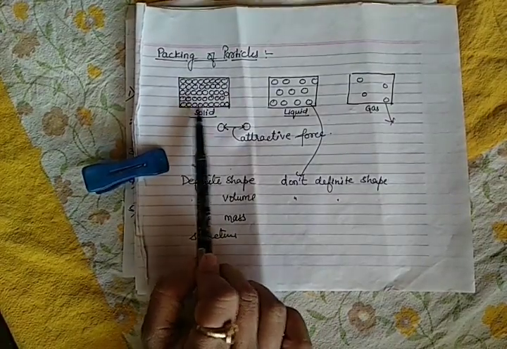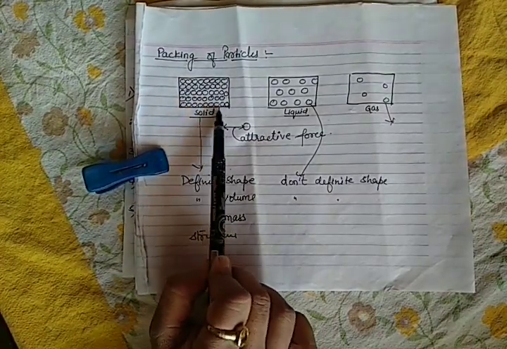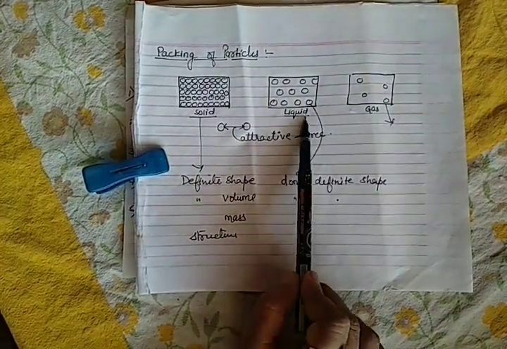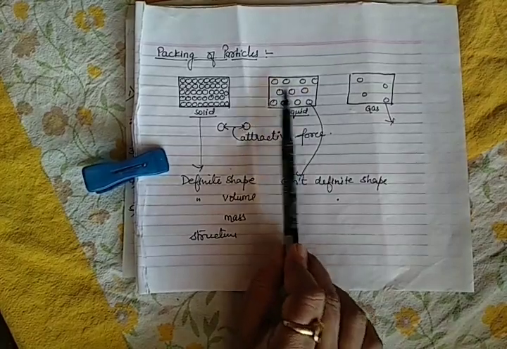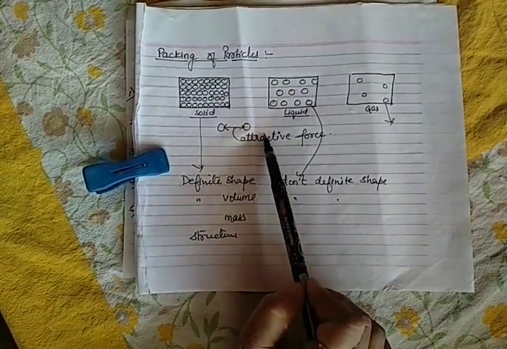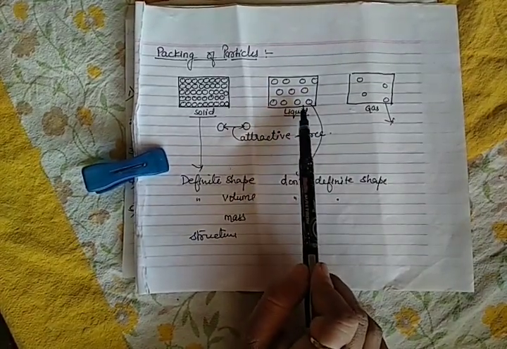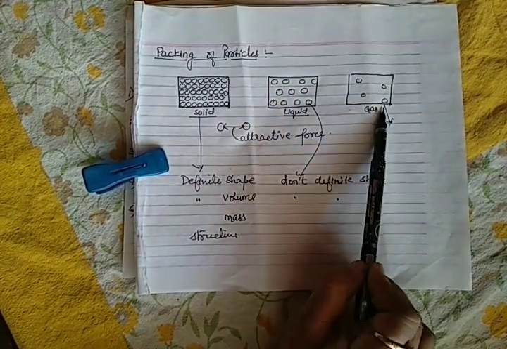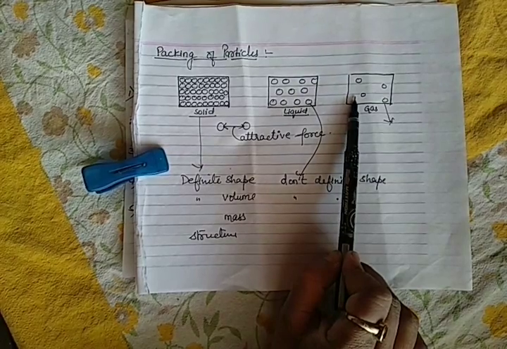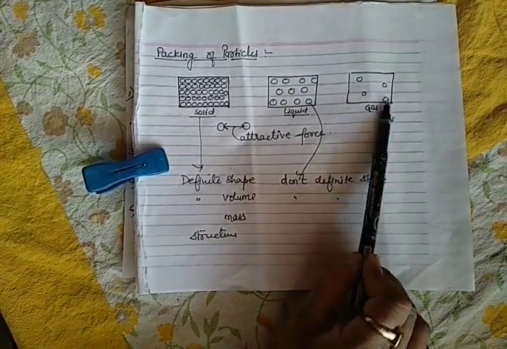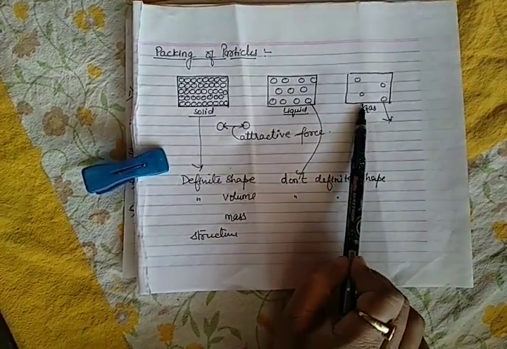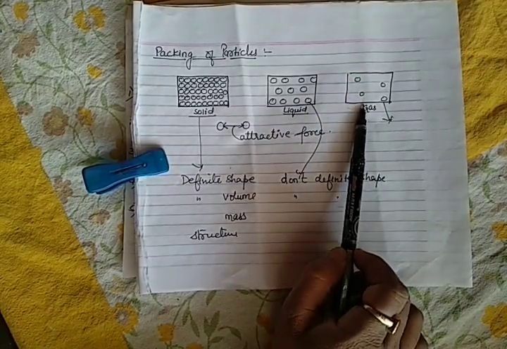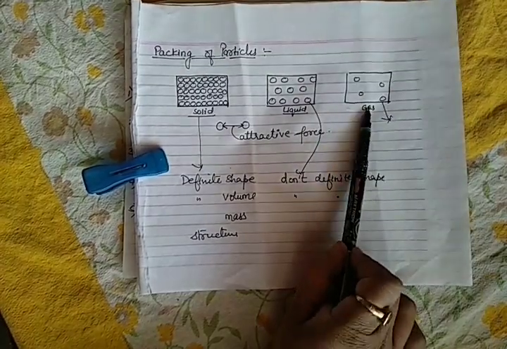In this, the particles are very close to each other and there exists a strong attractive force. The second type of matter is liquid. In this, the particles are quite far from each other and there is a weaker attractive force between the particles. And in gas, the particles are very far from each other and there is very little or no force of attraction between the two particles. So gases don't have any shape.